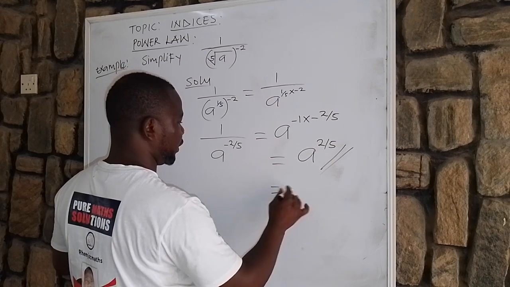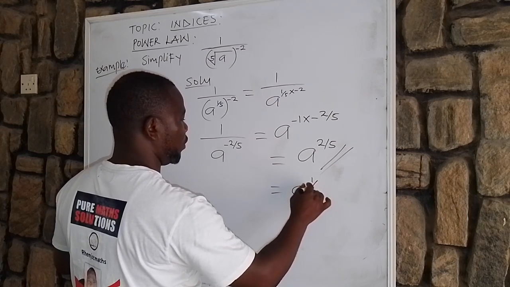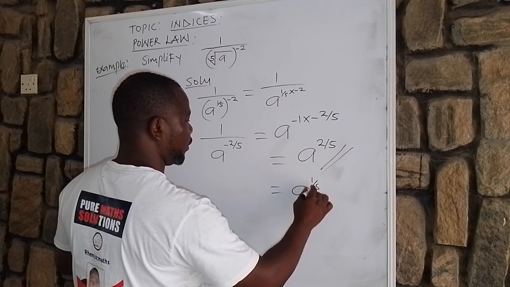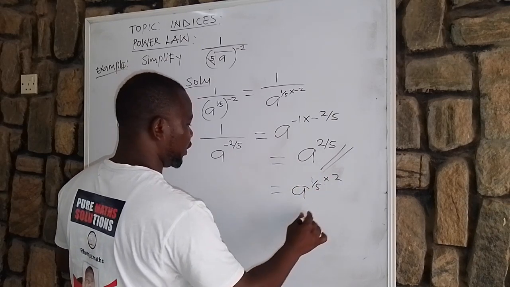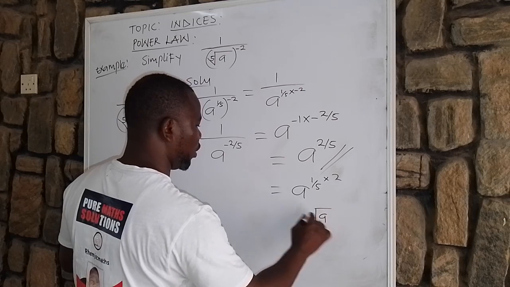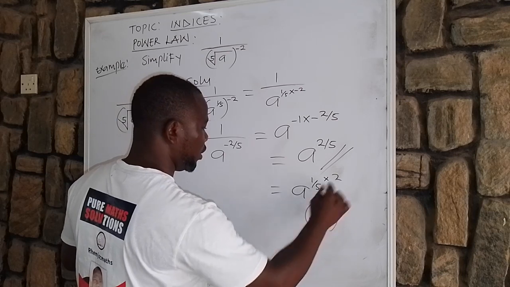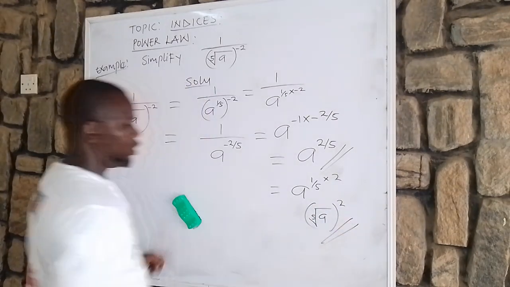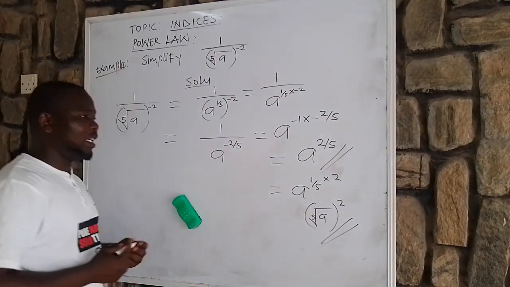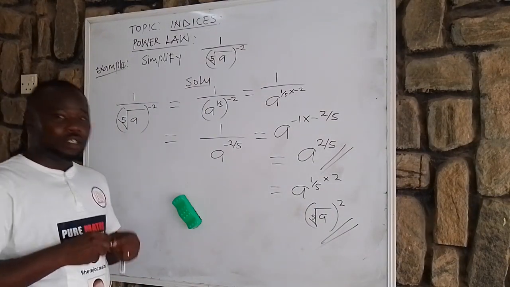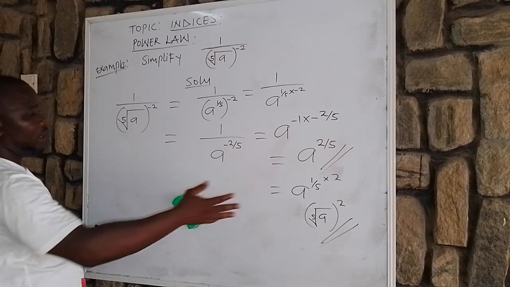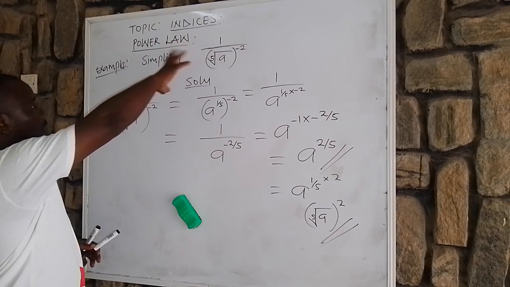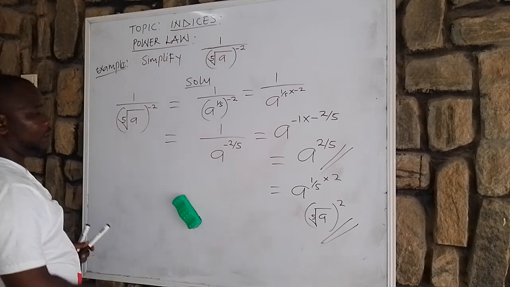We can rewrite this answer this way: a raised to the powers of 1 over 5 times 2. So it means this is the 5th root of a, raised to the powers of 2. So this and this, they are the same thing. This is how you are going to approach indices: you apply power law.